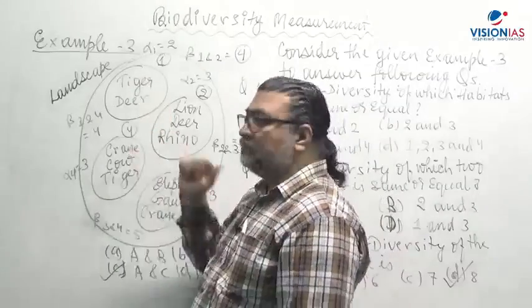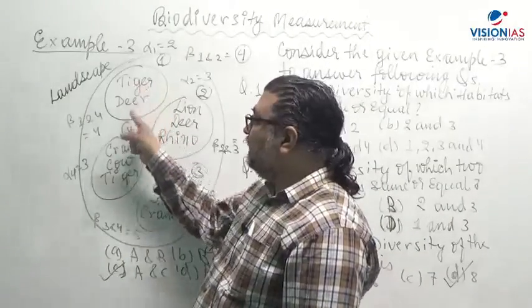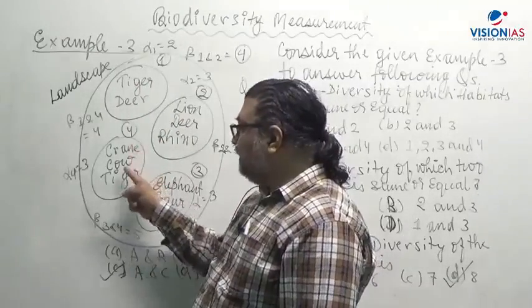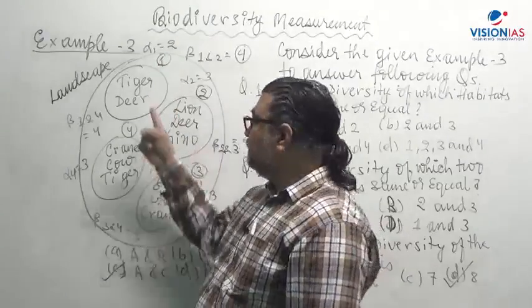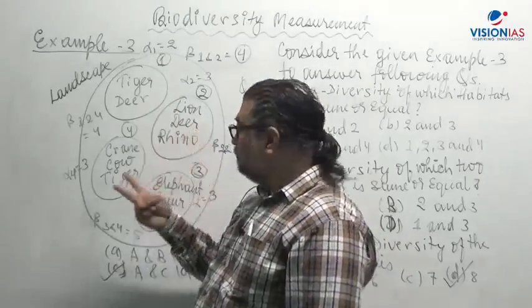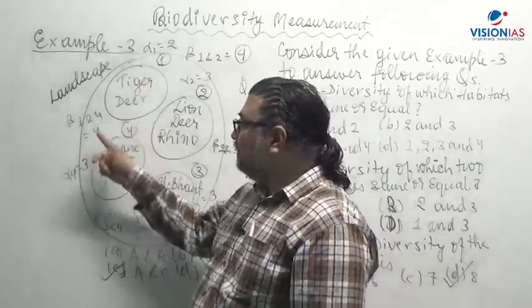Now 1 and 4, beta of 1 and 4. 1 has got tiger, deer. 4 has got crane, cow and tiger. So which is common? Tiger is common, 1. Deer 2, crane 3, cow 4. So beta of 1 and 4 is 4.